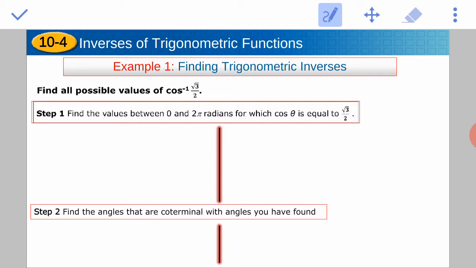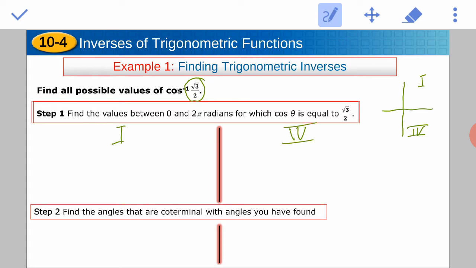In example number 1, we need to find all possible values of the inverse cosine of square root of 3 over 2. As you have seen in the previous slide, there are many angles whose cosine ratio is equal to square root of 3 over 2 in different quadrants, and also the coterminal angles. So how do I find all possible values of arc cosine square root of 3 over 2? First of all, you need to start with this value. Square root of 3 over 2 is positive, and the cosine function is positive only in quadrant 1 and quadrant 4. In quadrant 1 and in quadrant 4, the cosine ratio is positive because cosine represents the x coordinate, and the x is positive in quadrant 1 and quadrant 4. So we need to find all possible solutions in quadrant 1 and in quadrant 4.